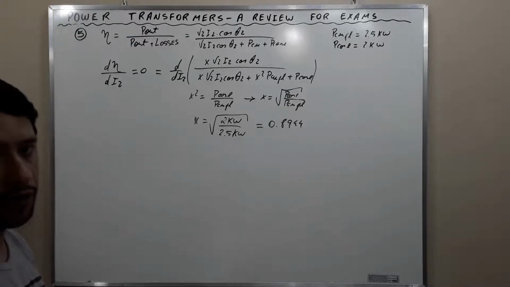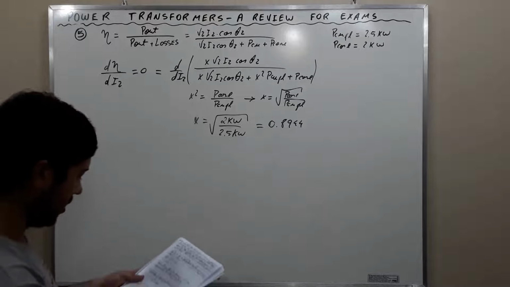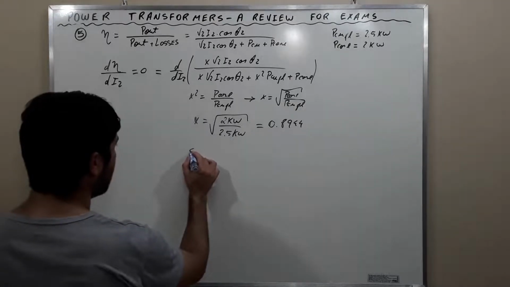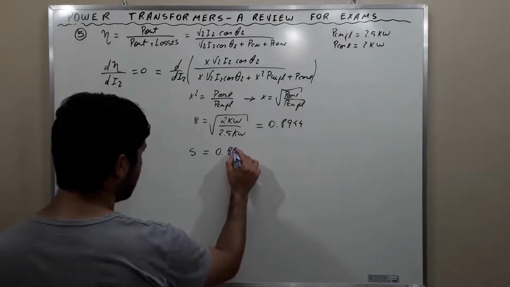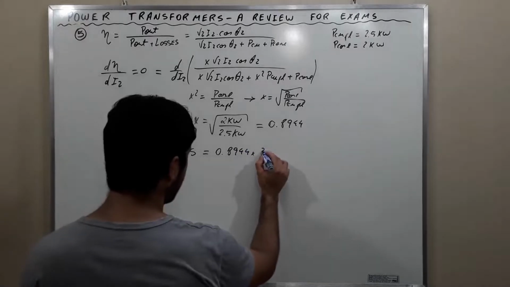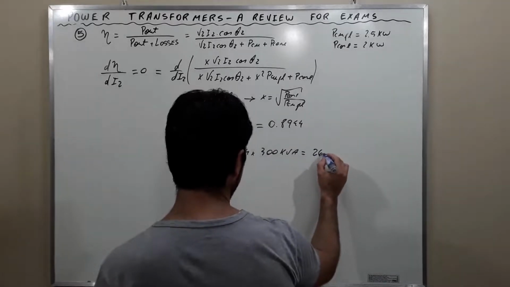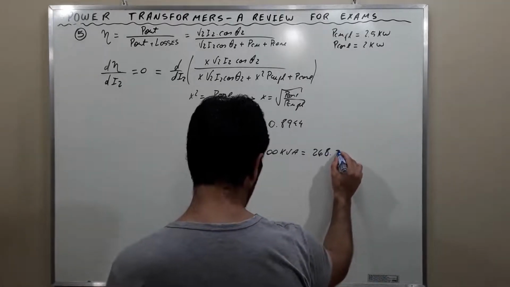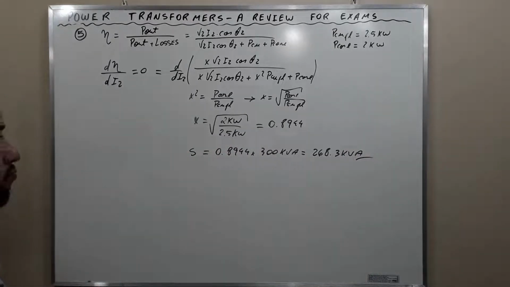When we apply this to the power rating of the transformer, which was said to be a 300 kVA transformer, then S is equal to 0.8944 times 300 kVA, which is equal to 268.3 kVA. This is the load that, if connected to the output terminals of the transformer, will enable maximum efficiency.